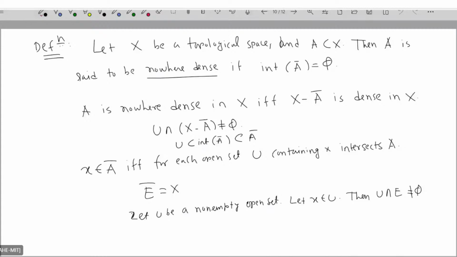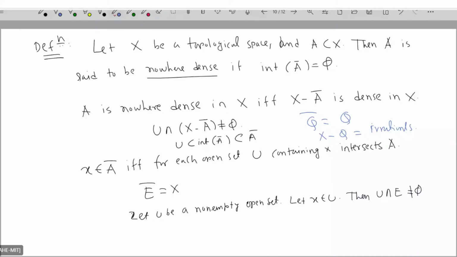So let's say we have a discrete topology, correct? What is the closure of Q in the discrete topology? The closure of Q will be Q itself. Then what about X minus Q? It's all the irrationals. Is it dense in the space? No. So obviously, that does not mean that Q should be.